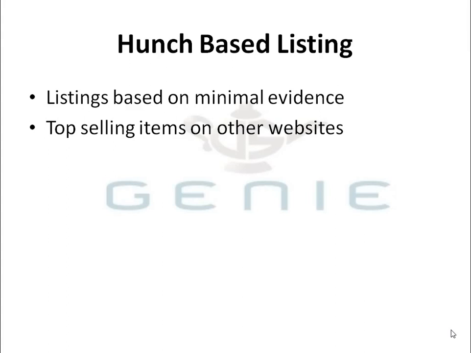That is more of a hunch-based listing, because the only information we have is that it's a top-selling item on Walmart. We don't have any evidence that would say this item would sell on eBay. We have no evidence that would say what price it would sell successfully on eBay. We have no evidence that would say what title we could use that would sell successfully on eBay. That, in my opinion, is a hunch-based listing. And there are various types of hunch-based listings.